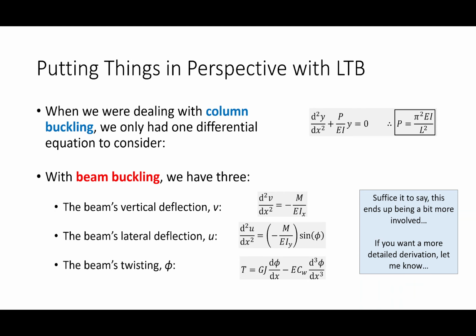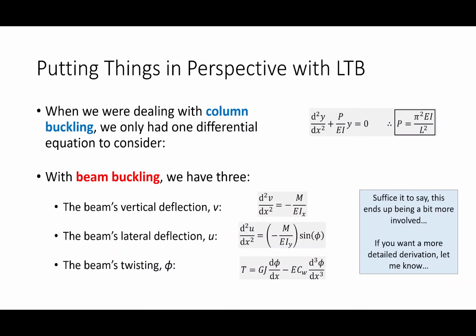Okay, so to put things in perspective with what we're about to do, and again, I'm not going to go down the rabbit hole on this, but if you want, I can. I've got a fully fleshed derivation I'm happy to provide you. But when we were dealing with column buckling, all we had was this differential equation, like y double prime plus this term times y equals 0, and from that we got this, right? That was our goal. We have a second order differential equation, and from that we're trying to figure out the load that causes buckling.